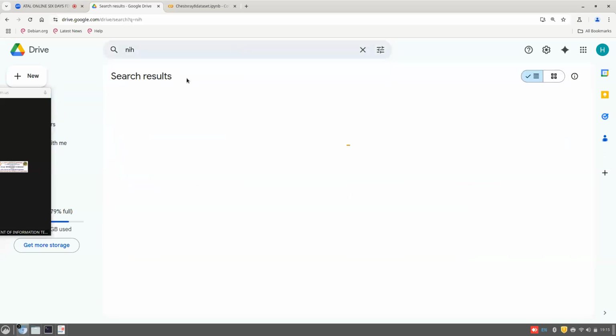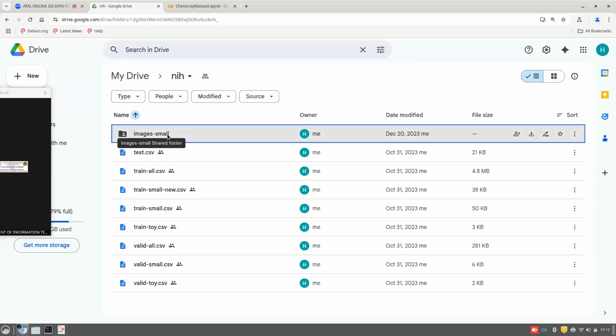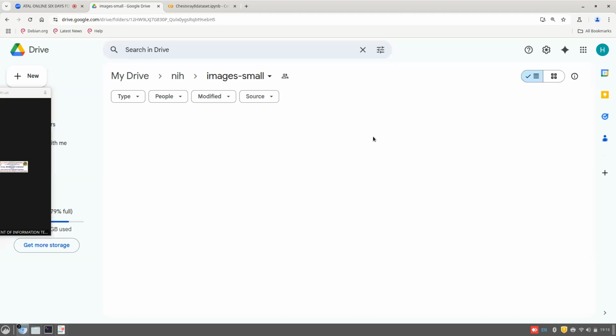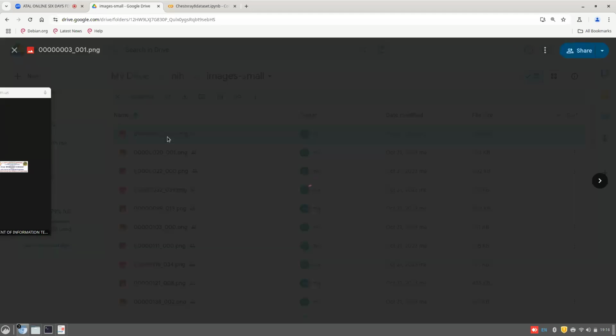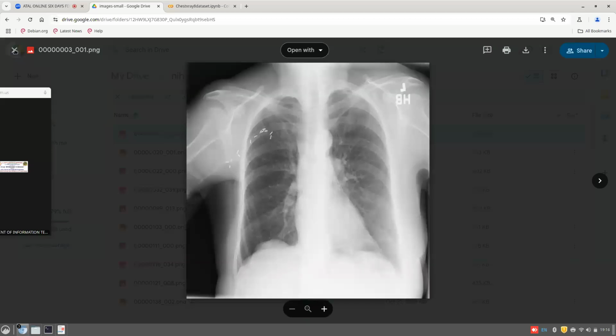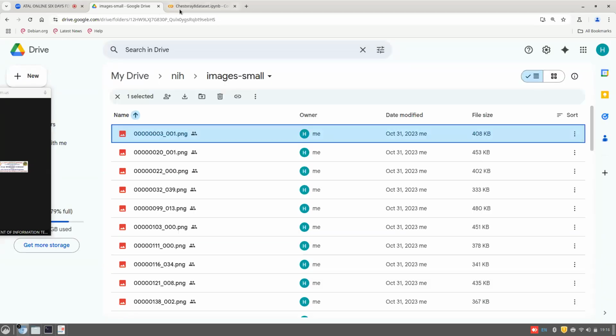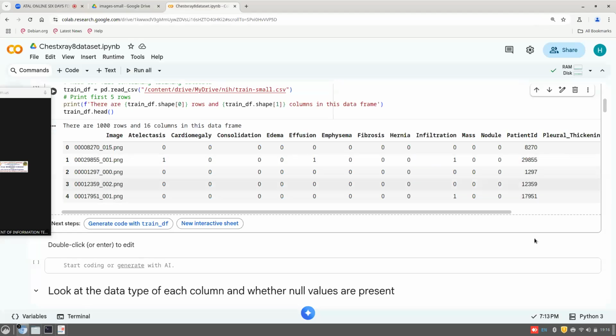I also have these images in my Google Drive folder. If I go inside my Google Drive folder, I think you can see there are so many X-ray images. These names only I have listed out in my CSV file, along with the associated diseases.